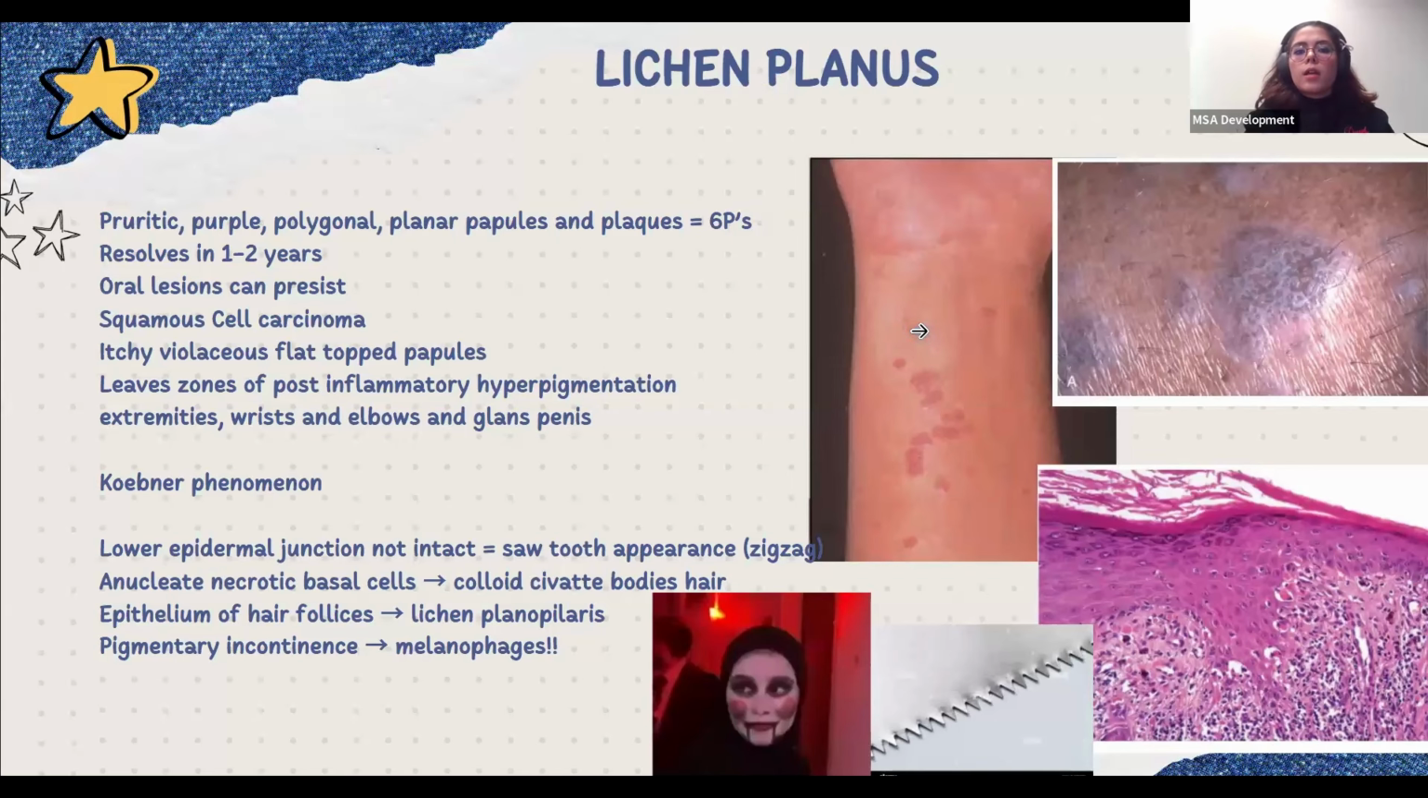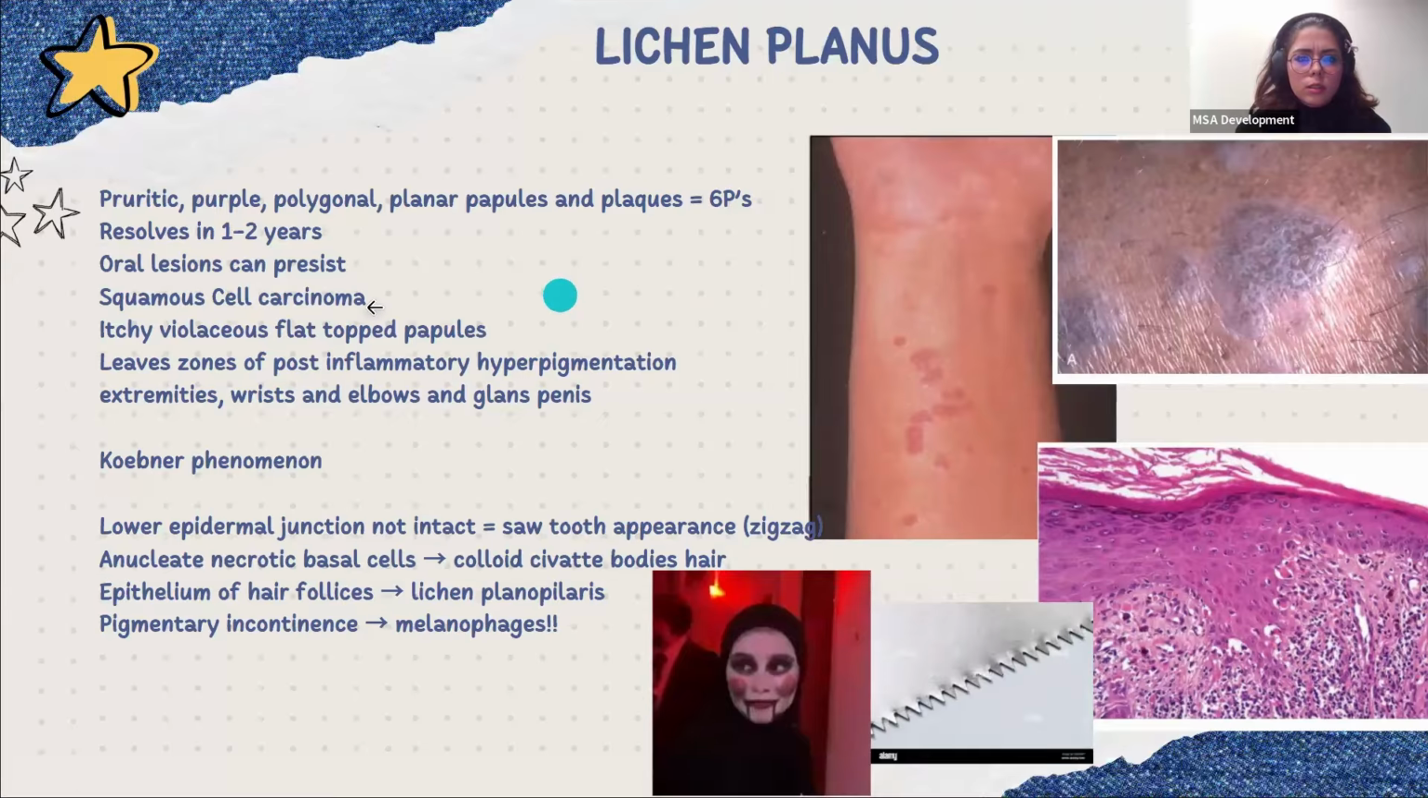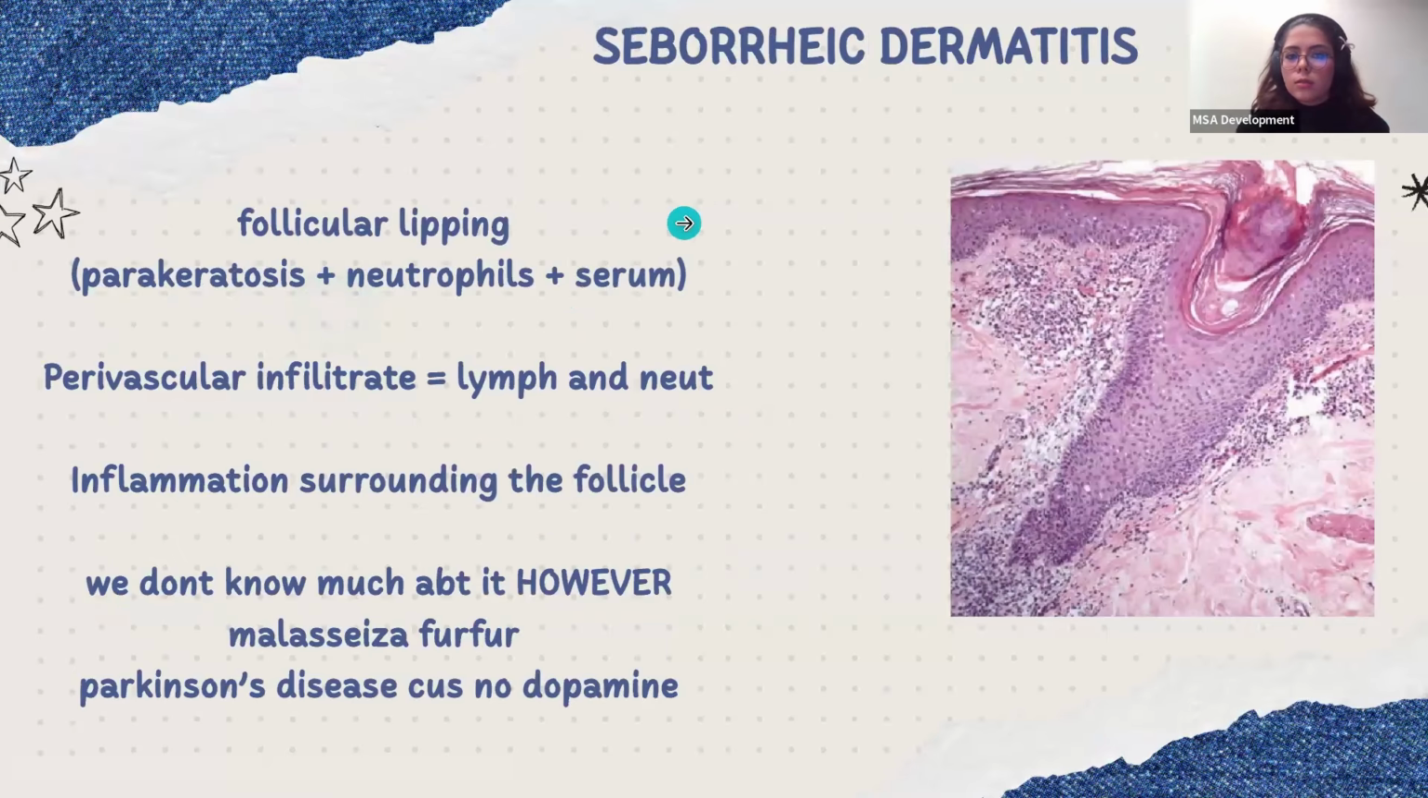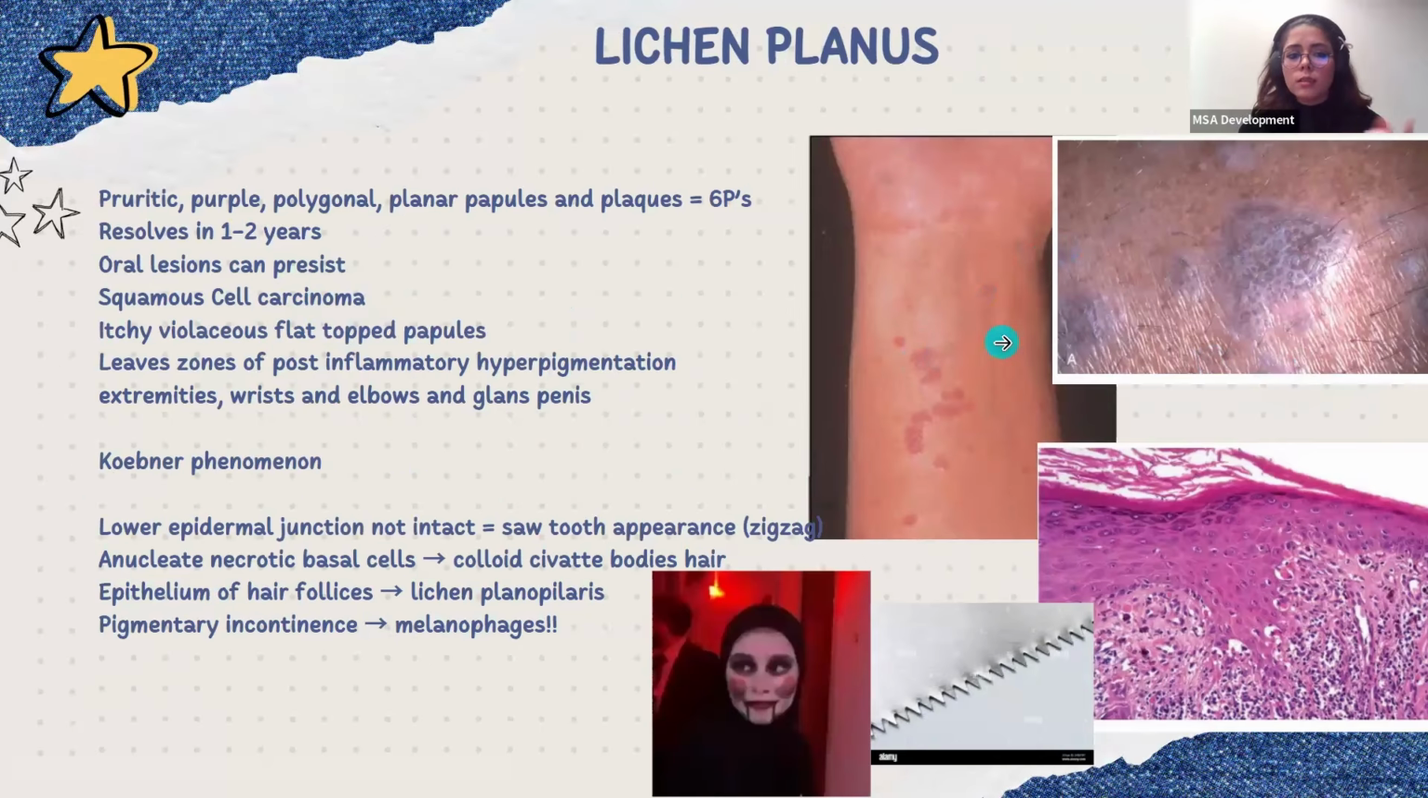Okay, I'm back. We just covered seborrheic dermatitis, again, chronic inflammation. Lichen planus is also a part of chronic inflammation. It's pruritic, purple, planar, polygonal papules and plaques, the 6 Ps. It resolves in 1 to 2 years. Oral lesions can be present. With lichen planus, just be careful because it can be a precursor lesion for squamous cell carcinoma.